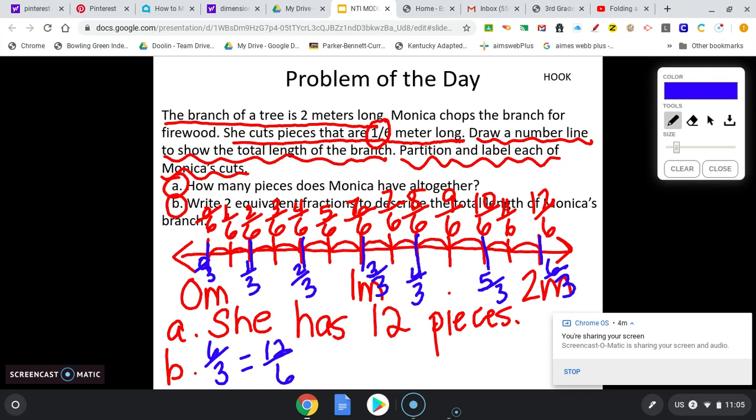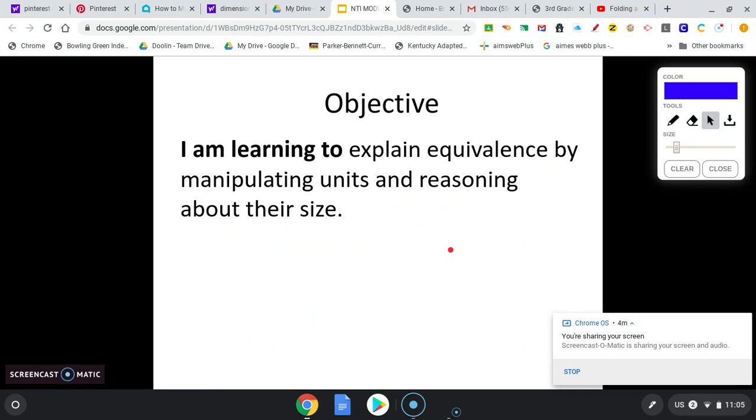And I want you to see if you can figure out another equivalent fraction. Remember, we can partition into halves maybe, or you could partition into 12ths maybe. So just some ideas. Send me your thoughts once you figure that out, and I'll give you an extra point on the leaderboard. Good job, boys and girls. So we're learning to explain equivalence by manipulating units and reasoning about their size.